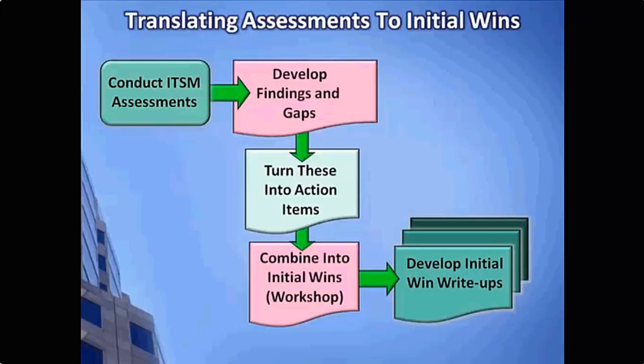In learning module 4, we will now focus on the latter 4 stages that are shown here. Develop findings and gaps, turning these into action items, combining them into initial wins, and then doing your write-ups. And we'll show how this kind of flows using a simple spreadsheet approach.